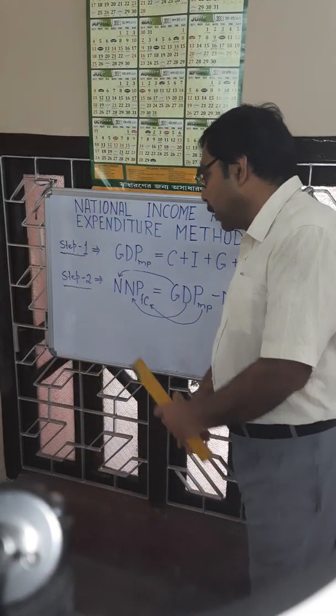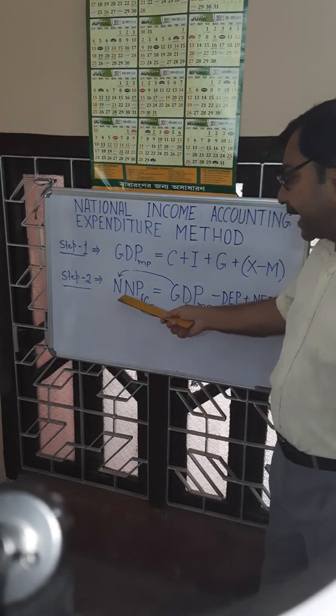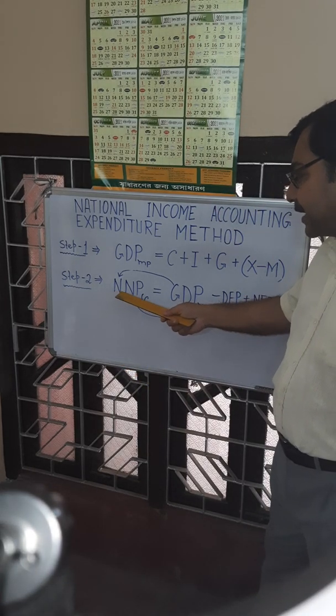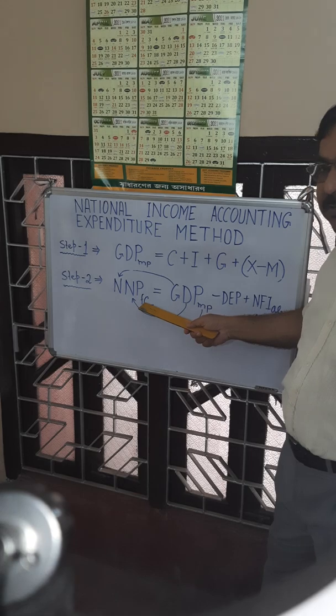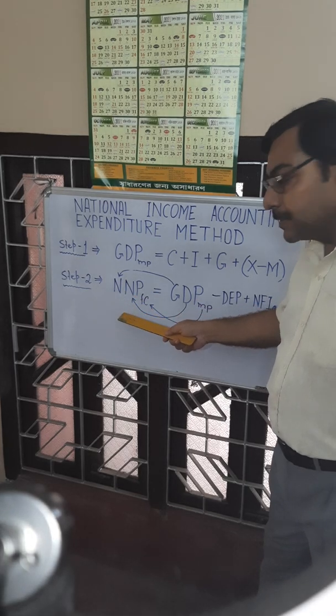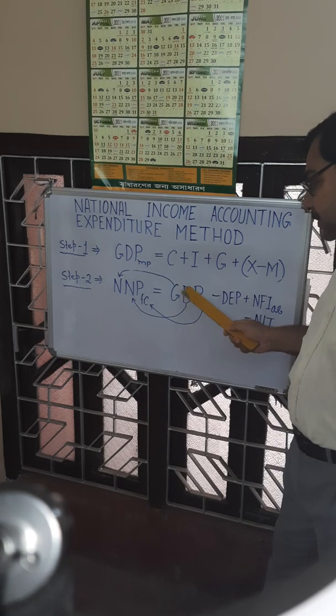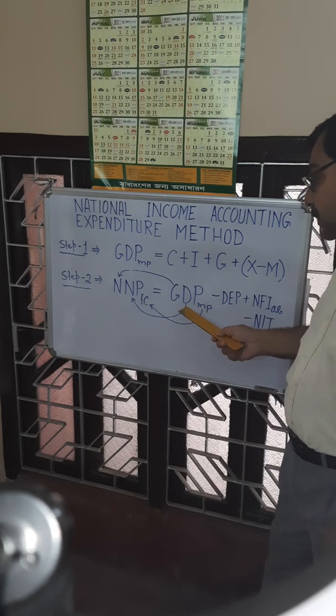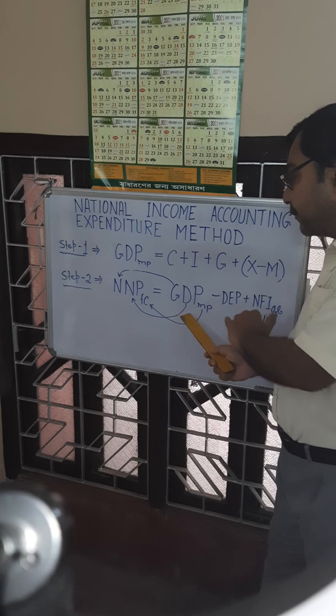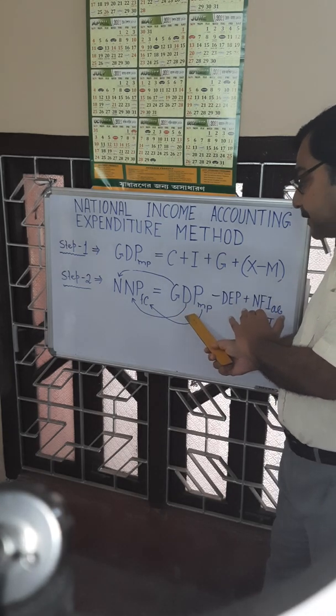Now, whatever will be asked in the second step. Suppose you are asked to calculate national income. So in the second step, you will calculate national income. We all know national income means NNP at factor cost, net national product at factor cost. You have to calculate it. And you have already got GDP at market price in the first step. So some adjustments are required so that you can have national income from GDP at market price.